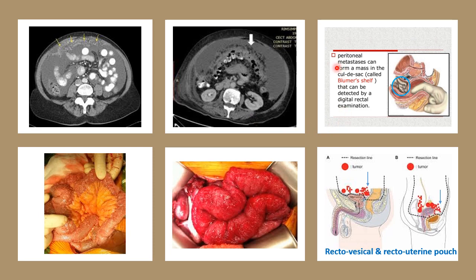And as I told you, peritoneal metastasis to the Blumer shelf. This is the Blumer shelf that can be detected on digital examination. The deposits of cancer are in this pouch: this is the bladder, this is the rectum, so the rectovesical space is here. This is known as the Blumer shelf in males. This is a picture to show you the rectovesical and the rectouterine pouch, where tumor metastases from the peritoneal spread in cancer of the stomach are deposited.